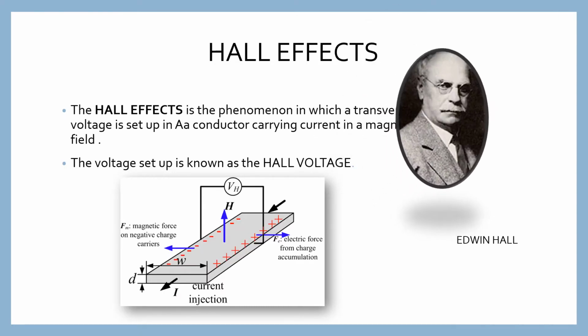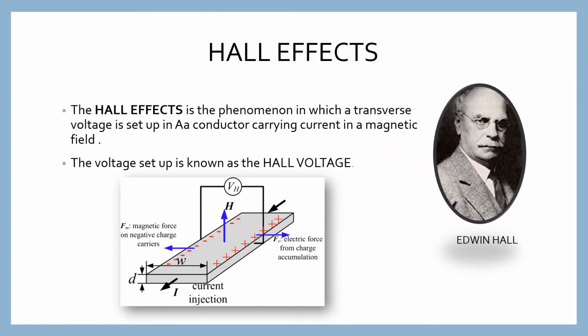Whenever we place a current carrying conductor in a magnetic field, there's a deflection of the charge carriers due to the influence of the magnetic field in the conductor body. This phenomenon, in which a transverse voltage is set up in the conductor carrying current in a magnetic field, is called the Hall effect. Edwin Hall in 1879 had first observed this, and that is the reason it is named after him.